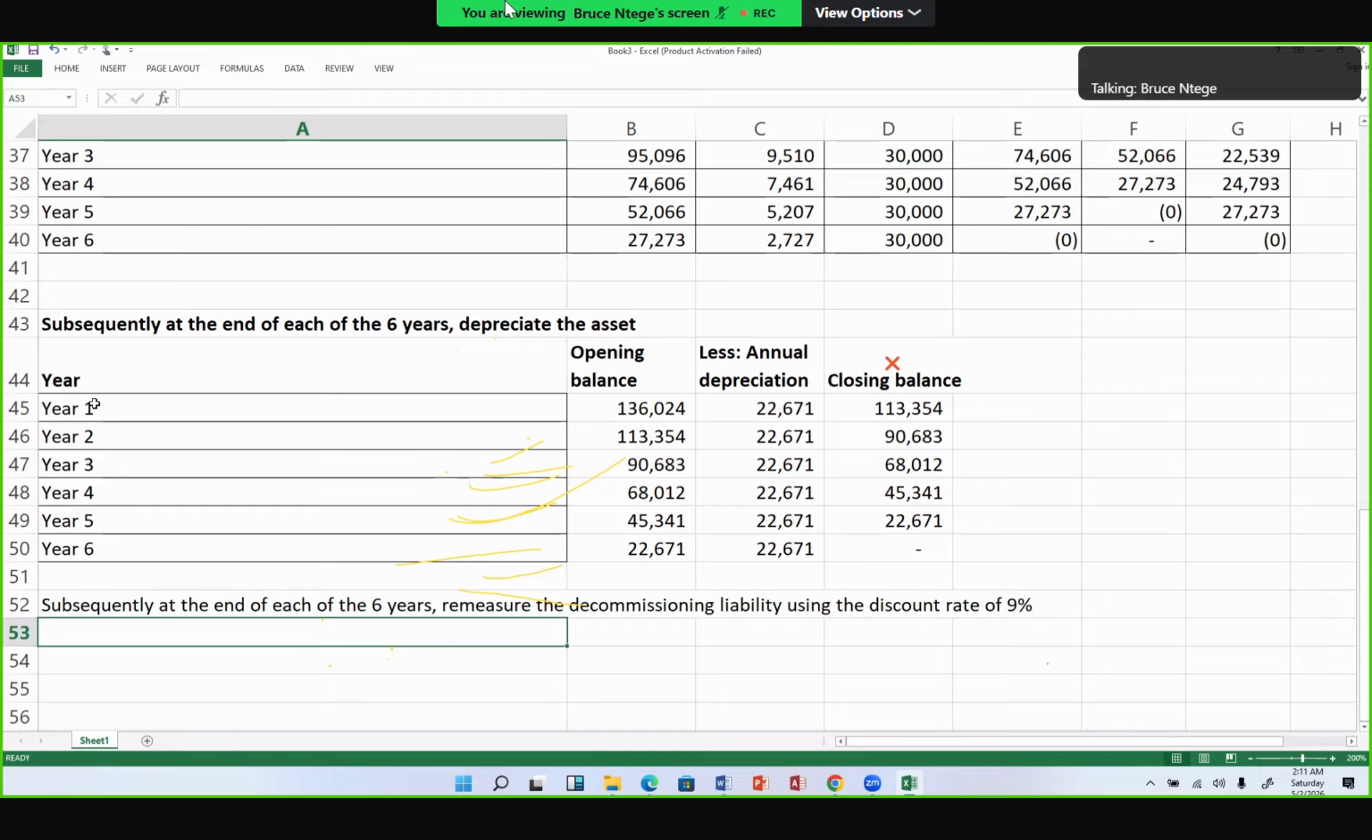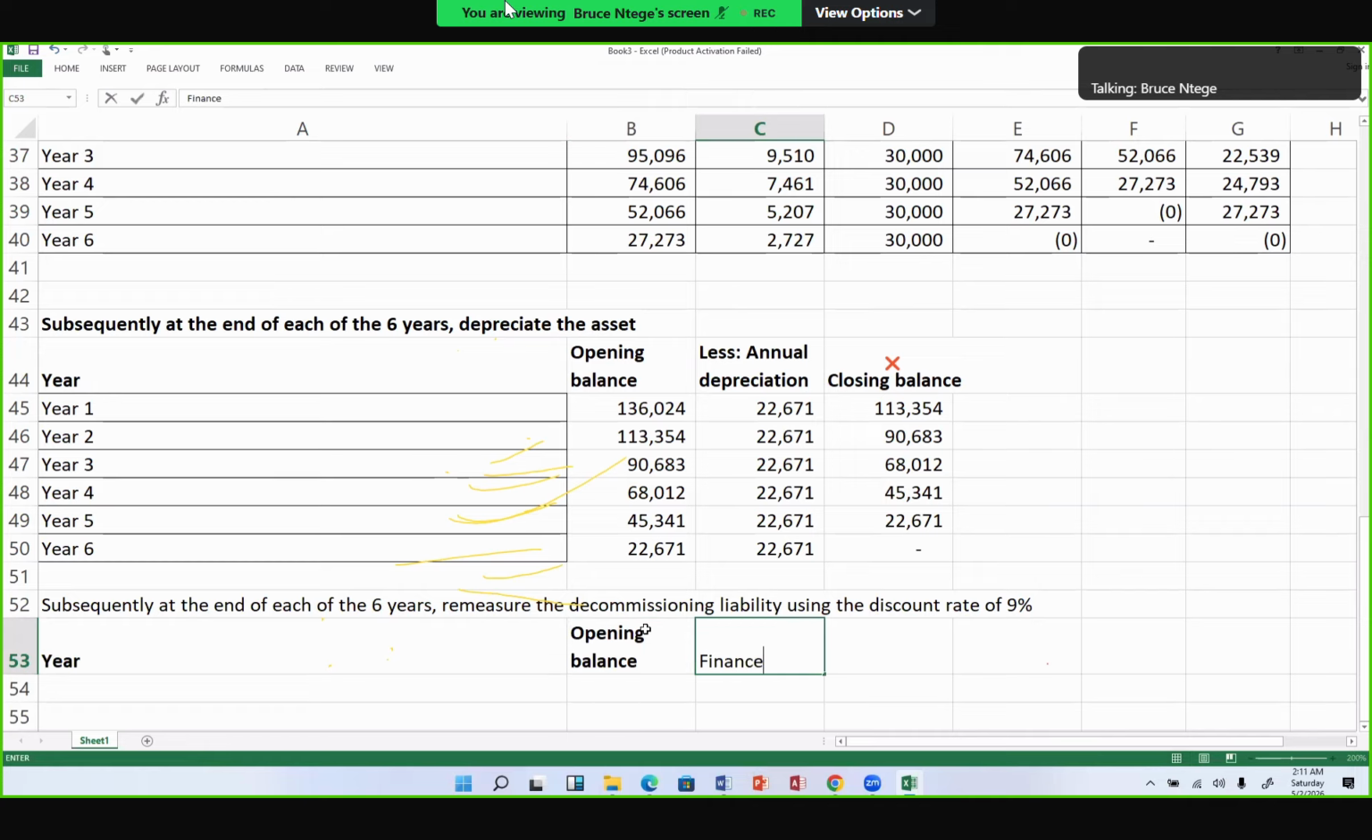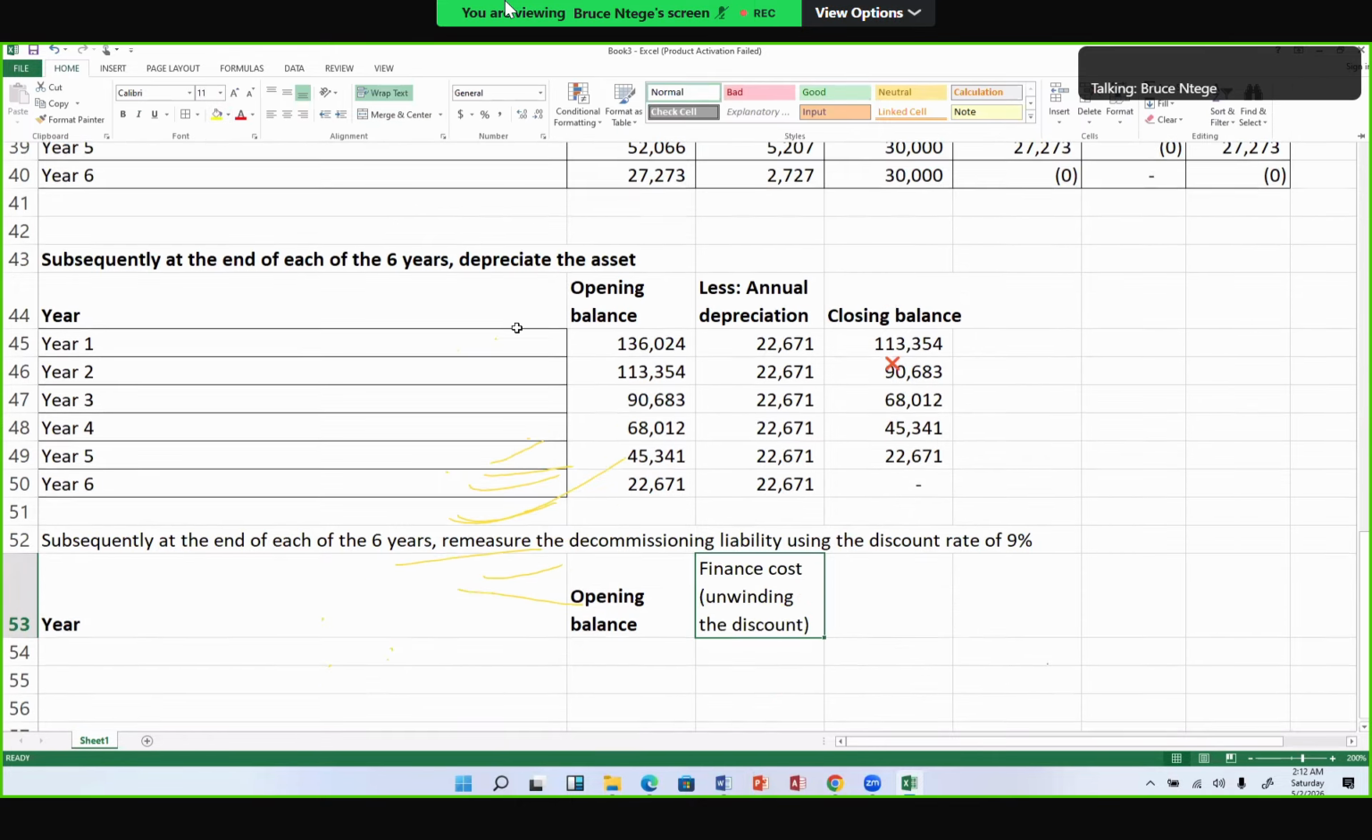So again, we have a column for the year. We also have a column for the opening balance. Then we have a column for the finance cost, because of the unwinding of the discount. Finance cost, bracket, unwinding the discount. So each year I'm going to unwind. I kind of compressed this, so I'm going to open it up. That's the unwinding of the discount terminology. Then this will actually give me always the closing balance.